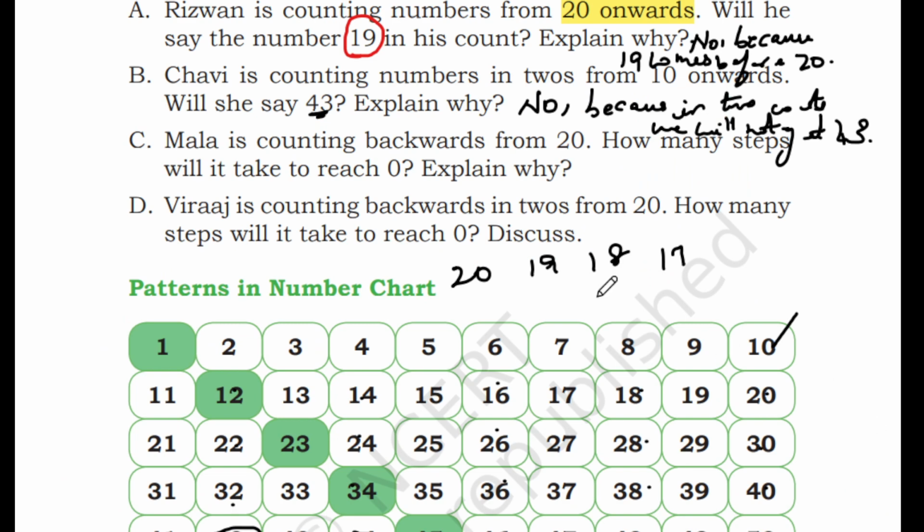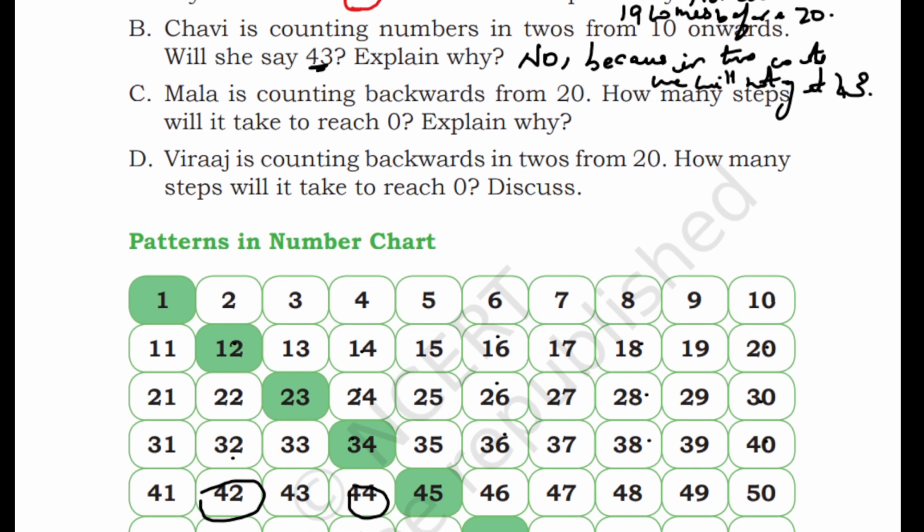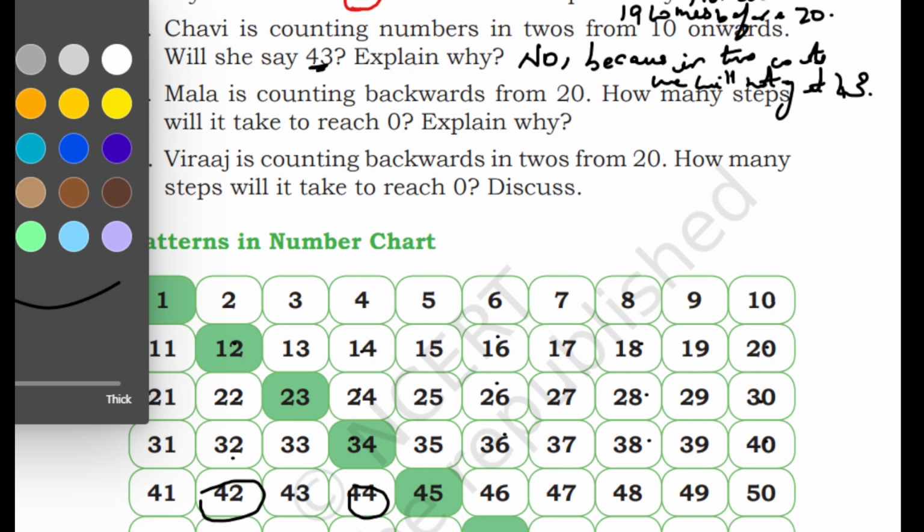Okay, now we'll discuss this. I will rub all these, so it will be easy for us to jump and write. Okay, we will use this chart. It is easy for us. So let's change this color to red.